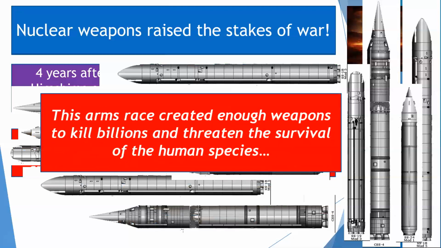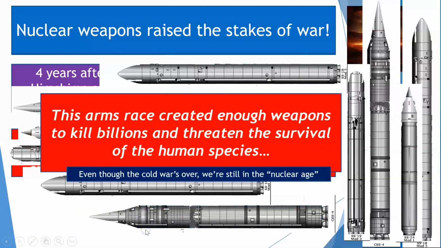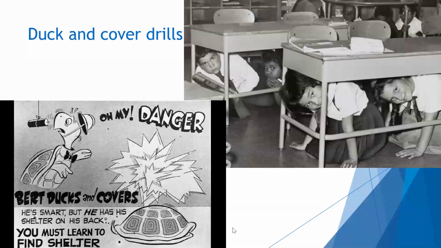This arms race created enough weapons to kill billions and threaten the survival of the human species. Keep in mind that even though the Cold War is over, today we are still in the nuclear age. Kids who grew up in the 1950s experienced this really personally through these duck and cover drills. Today we have fire drills and we even have active shooter drills reflecting the climate of our times. And in this time they had duck and cover drills just in case an atomic bomb exploded nearby.